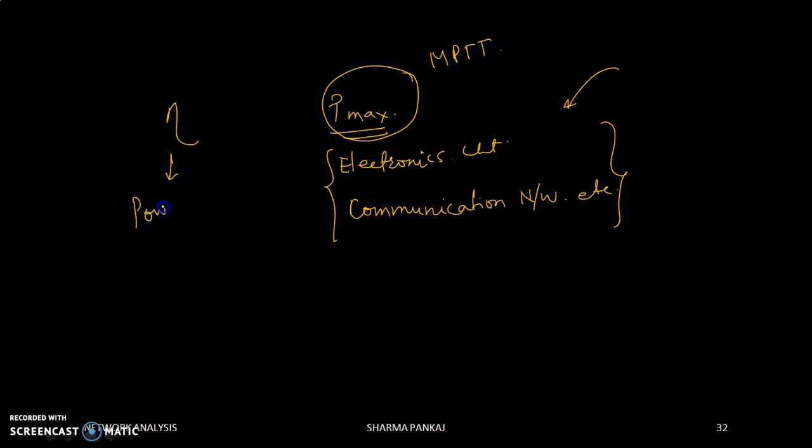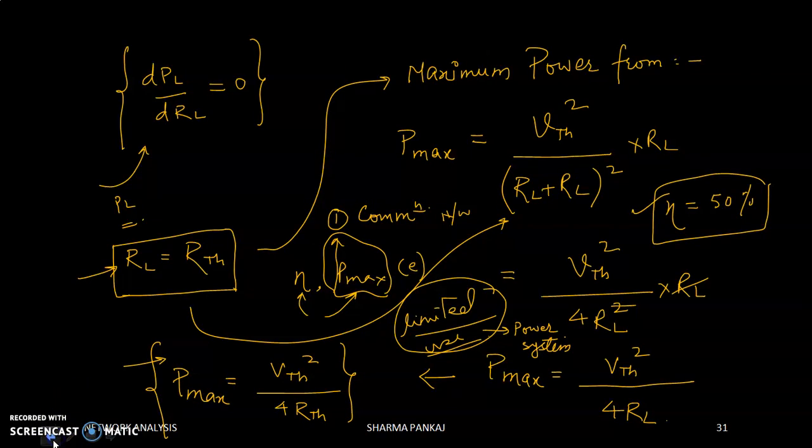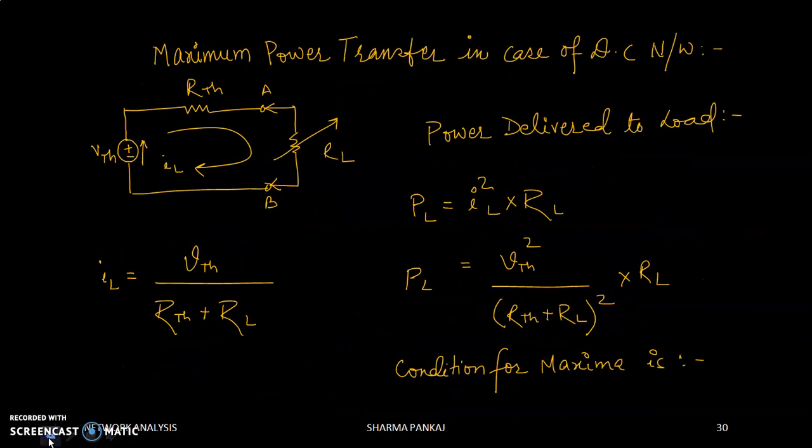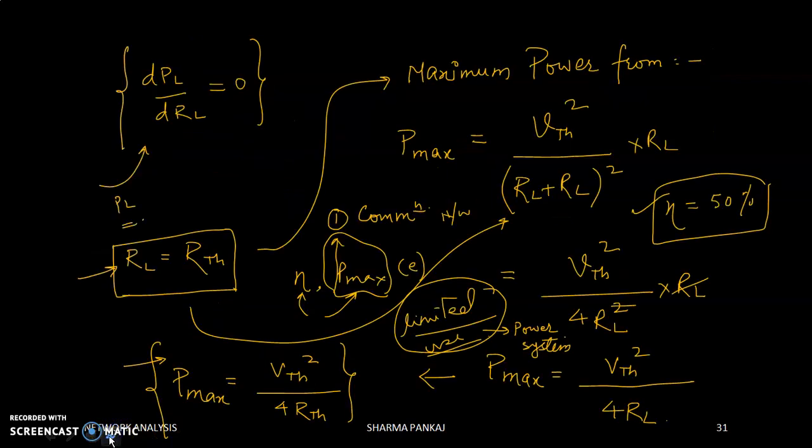But for power systems, where distribution and transmission are concerned, efficiency plays a vital role, and we are not applying the maximum power transfer theorem there. It is limited there. So this was all about the maximum power transfer theorem. We have studied all the cases along with the fourth one, the DC network. Okay, we are going for the next topic, that is numericals on the maximum power transfer theorem.